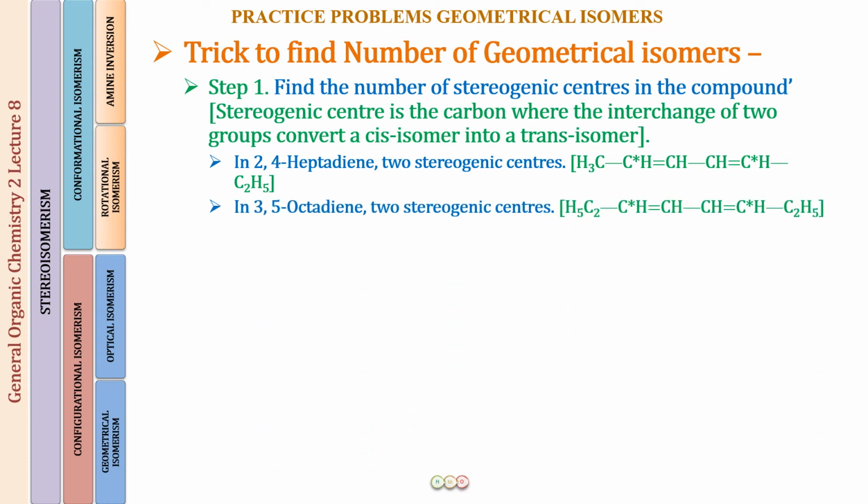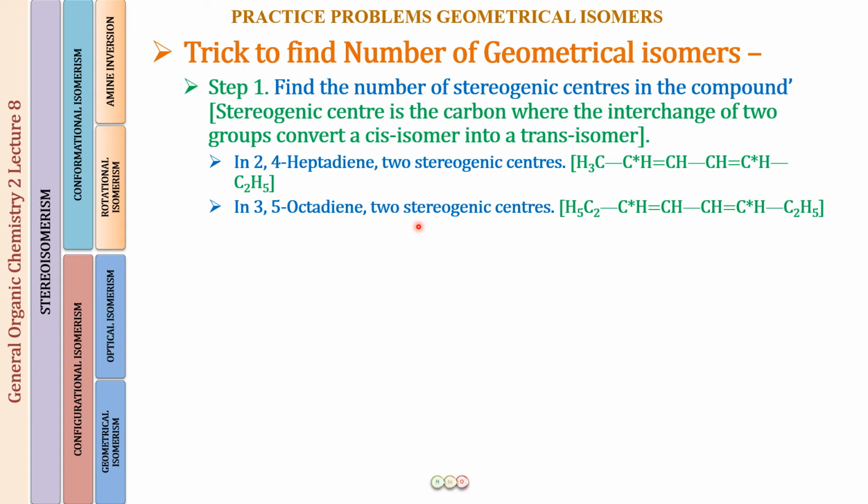The next thing you saw was 3,5-octadiene, right? So this we named also, I hope this is clear. So this is 3,5-octadiene, and here also we have two double bonds where geometrical isomerism is possible. So this also means that we have two stereogenic centers.